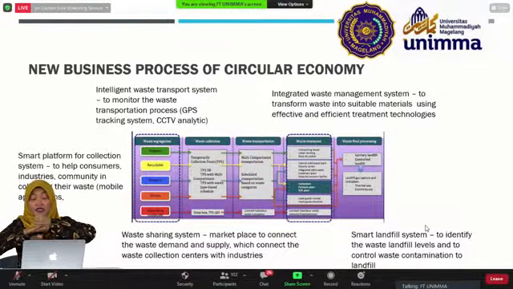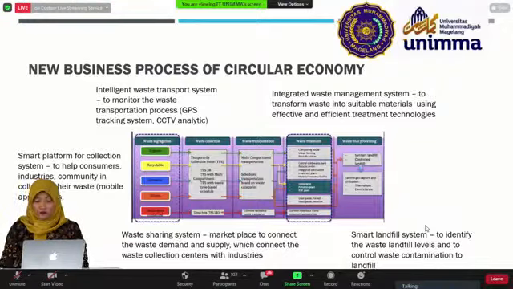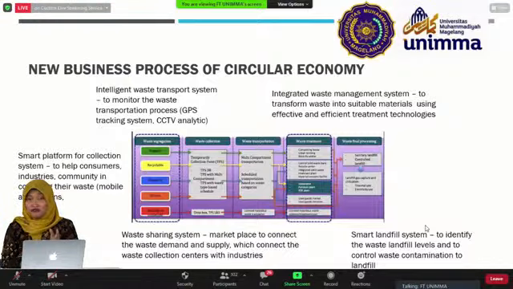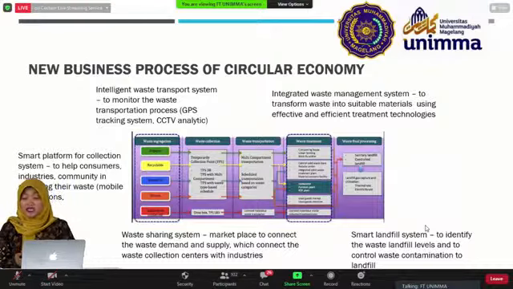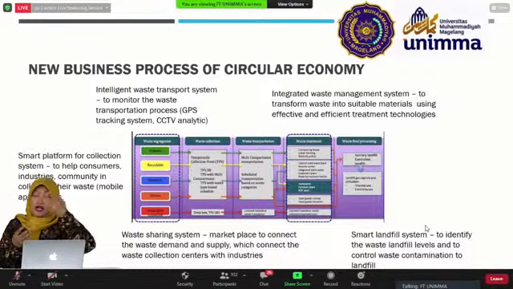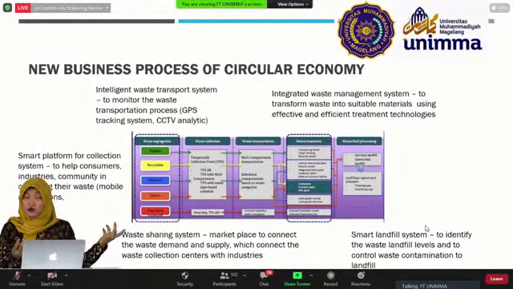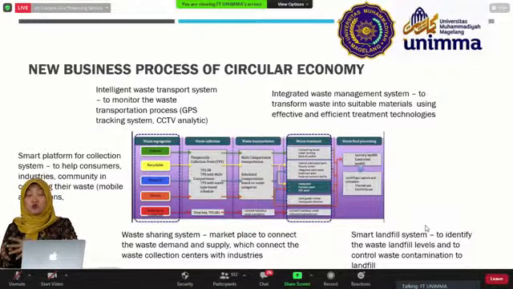So there will be a main waste bank, and it will have a lot of waste banks, and they will work together, collaborate together, and be strong. And then the last innovation is the smart landfill system to identify the waste landfill level and to control waste contamination in the landfill. This information can be passed to the authority, the government, and they can give a good solution. What should they do to maintain this waste?